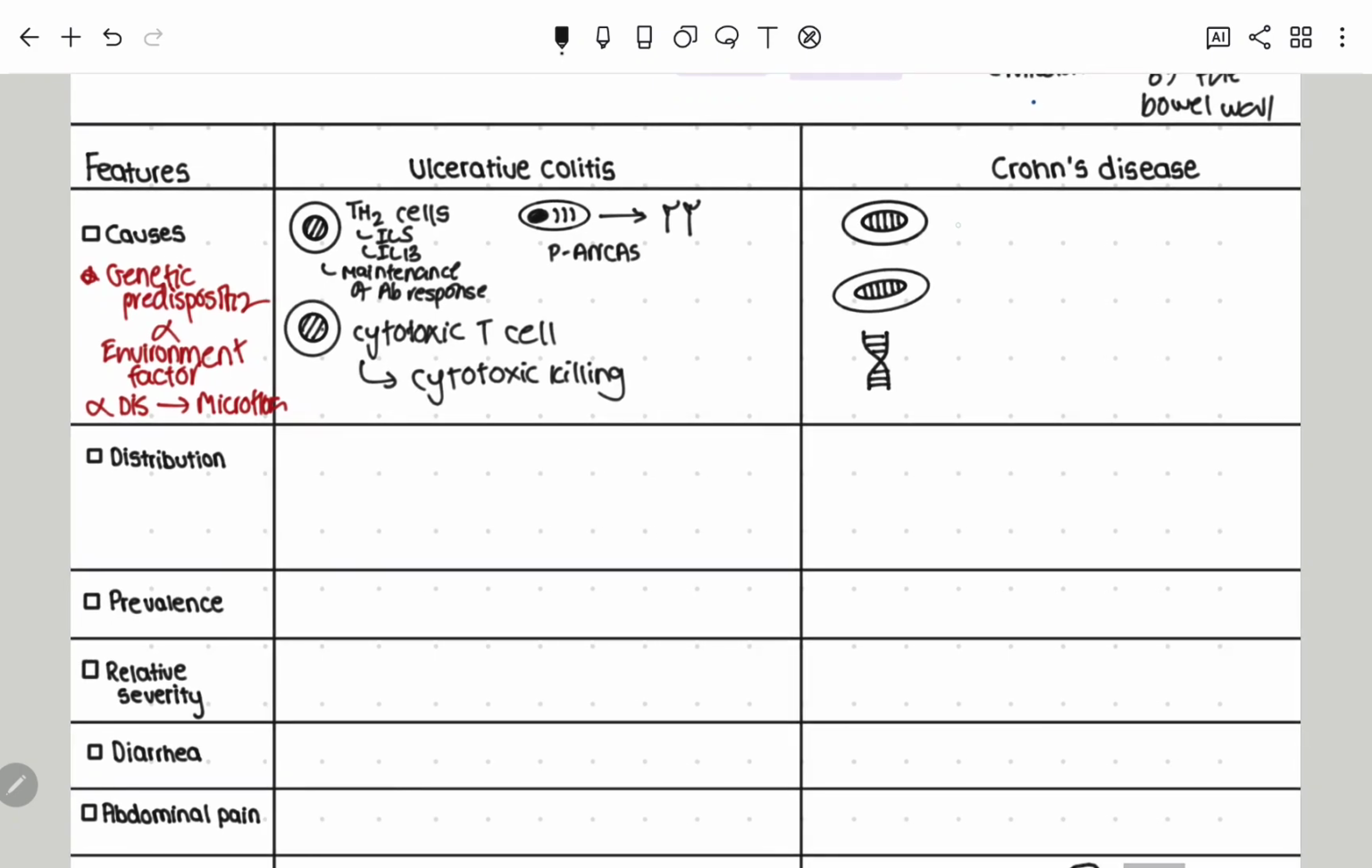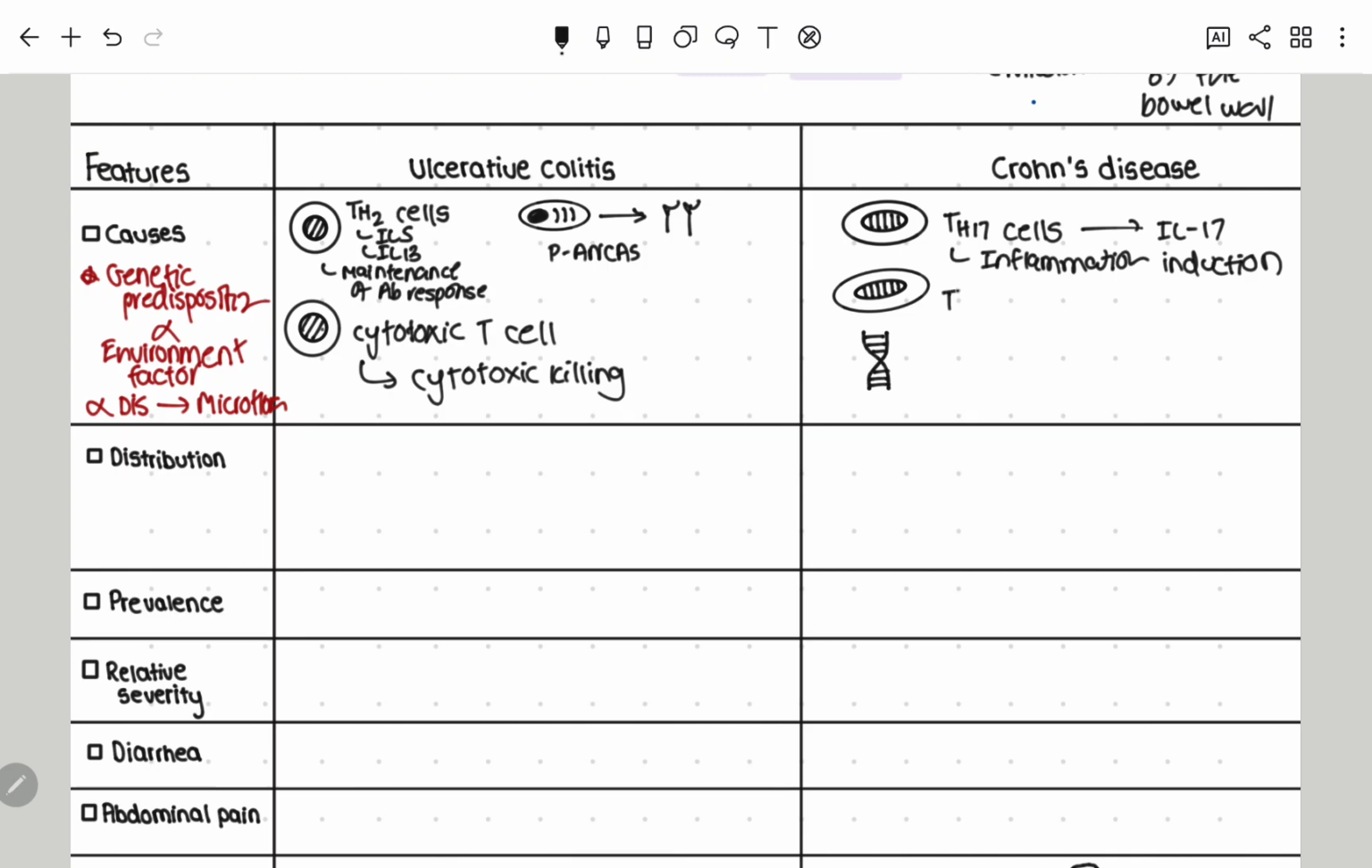Moving on to Crohn's disease, cells implicated in this are Th17 cells, which are responsible for the secretion of interleukin 17. And all you really need to know in this case is that Th17 cells play a crucial role in the induction of tissue inflammation. So inflammation induction.